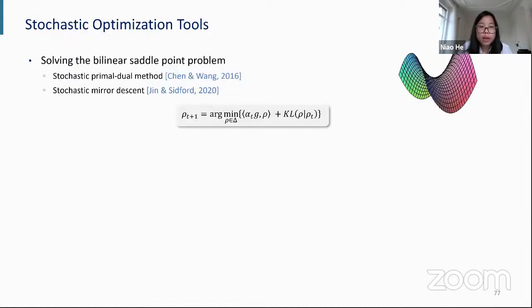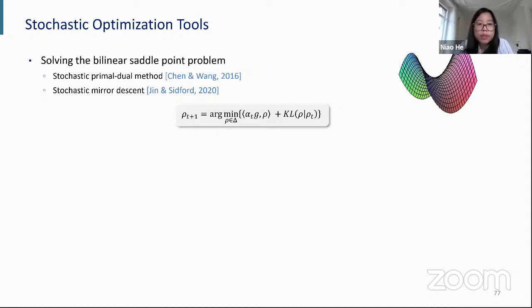So building on these LP formulations, there are actually many algorithms people proposed. Say, for instance, you can use these primal dual algorithms to solve this bilinear saddle point problem, or you can use, say, a more general version of gradient descent, like mirror descent, to solve the saddle point problem as well.